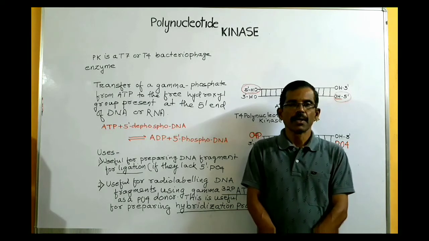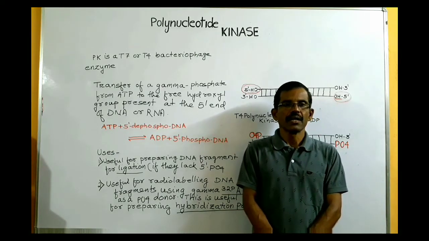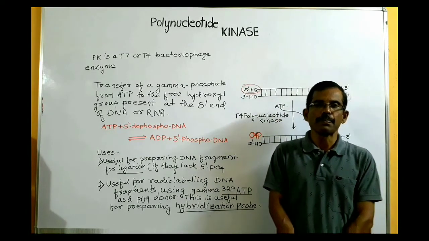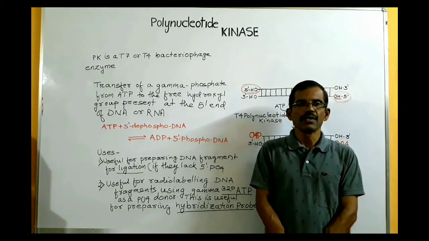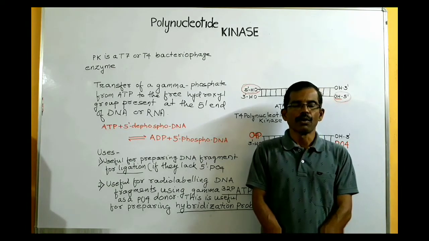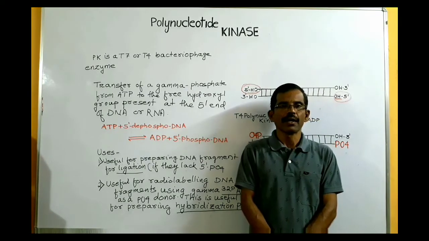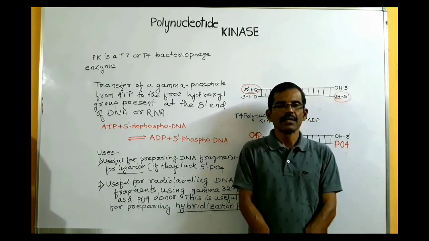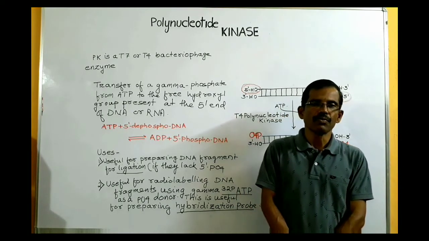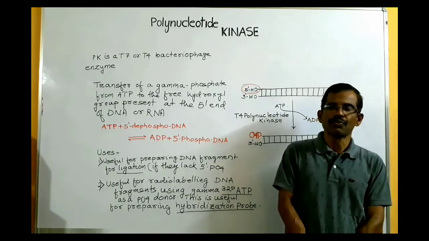Another enzyme is polynucleotide kinase. This enzyme catalyzes the transfer of gamma phosphate from ATP to the hydroxyl group that is present at the 5' end of DNA or RNA. This enzyme is usually obtained from T4 bacteriophage or T7 bacteriophage.